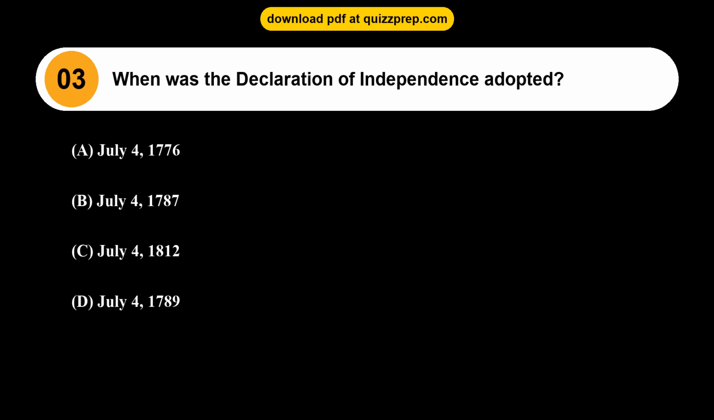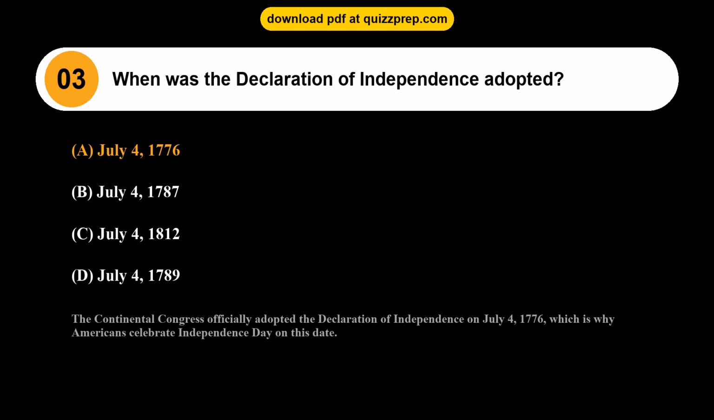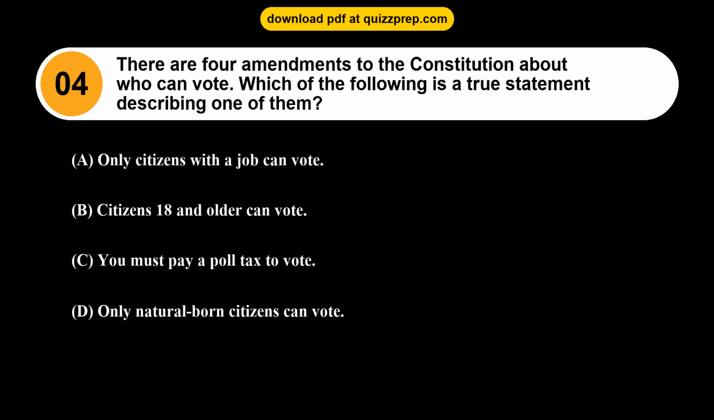Question 3. When was the Declaration of Independence adopted? Option A, July 4, 1776. Option B, July 4, 1787. Option C, July 4, 1812. Option D, July 4, 1789. The correct answer is option A, July 4, 1776. The Continental Congress officially adopted the Declaration of Independence on July 4, 1776, which is why Americans celebrate Independence Day on this date.